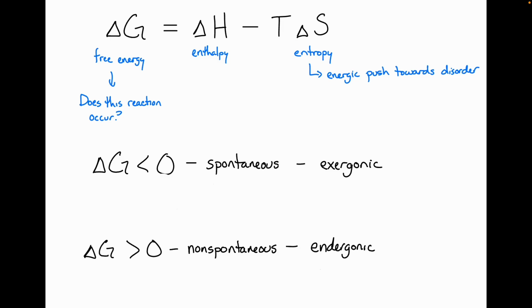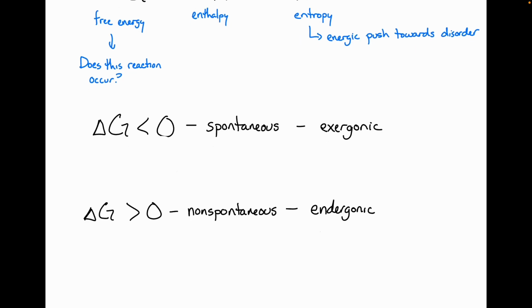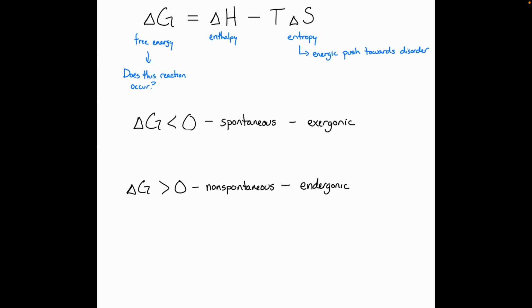If delta G is positive, we call that a non-spontaneous reaction, which simply means you mix your two reactants together, nothing's going to happen, right? That reaction will not happen spontaneously. Again, we have a fancy name for that. Those are endergonic reactions. Okay? So then the last thing to remind you of from Chem 1B, which pertains to all these thermodynamic values here, is the equilibrium constant.